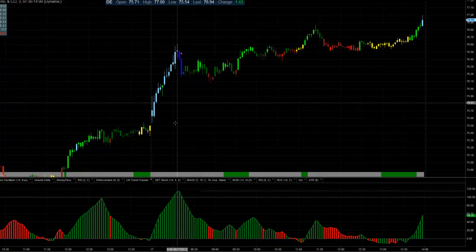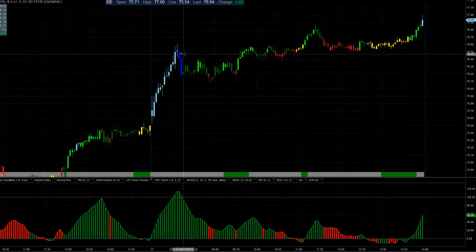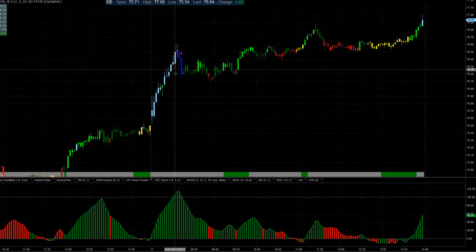So that's all it does. It looks at what my histogram reading is. Is it above 100? It's above 100, so it paints blue. And is it higher or lower than the previous candle? If it's lower, it'll print a pink dot above the candle.